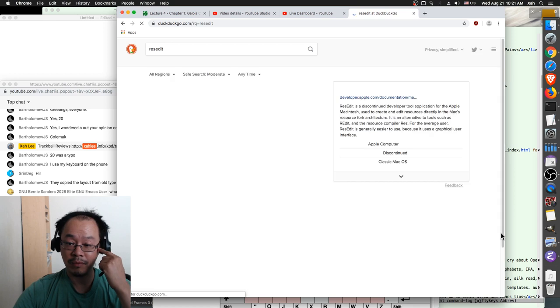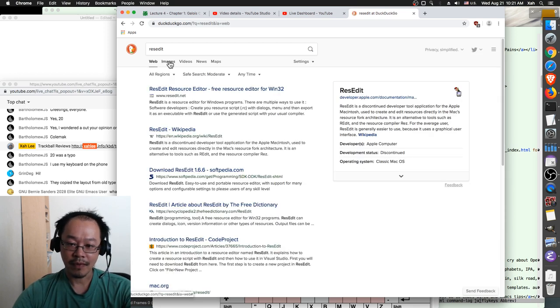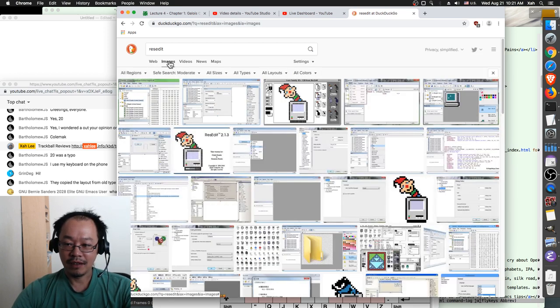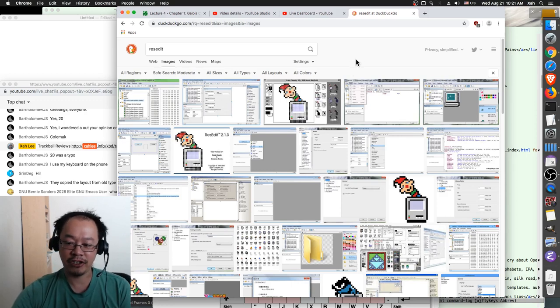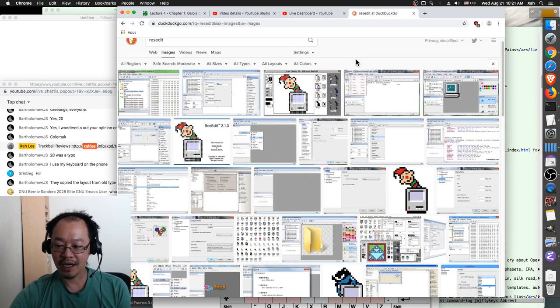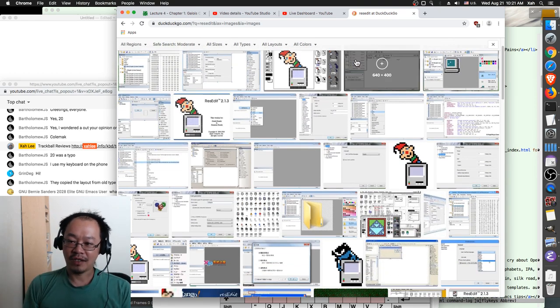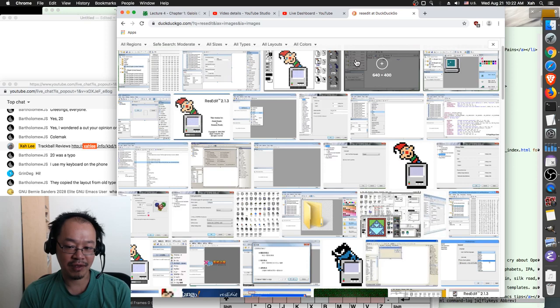You can probably see some pictures of it. So you see this application in the 1990s. It's called ResEdit, and that's its icon. It's a tremendous, very bleeding edge tool back at the time. So what does it do? It's like a Windows regedit. You guys remember regedit?